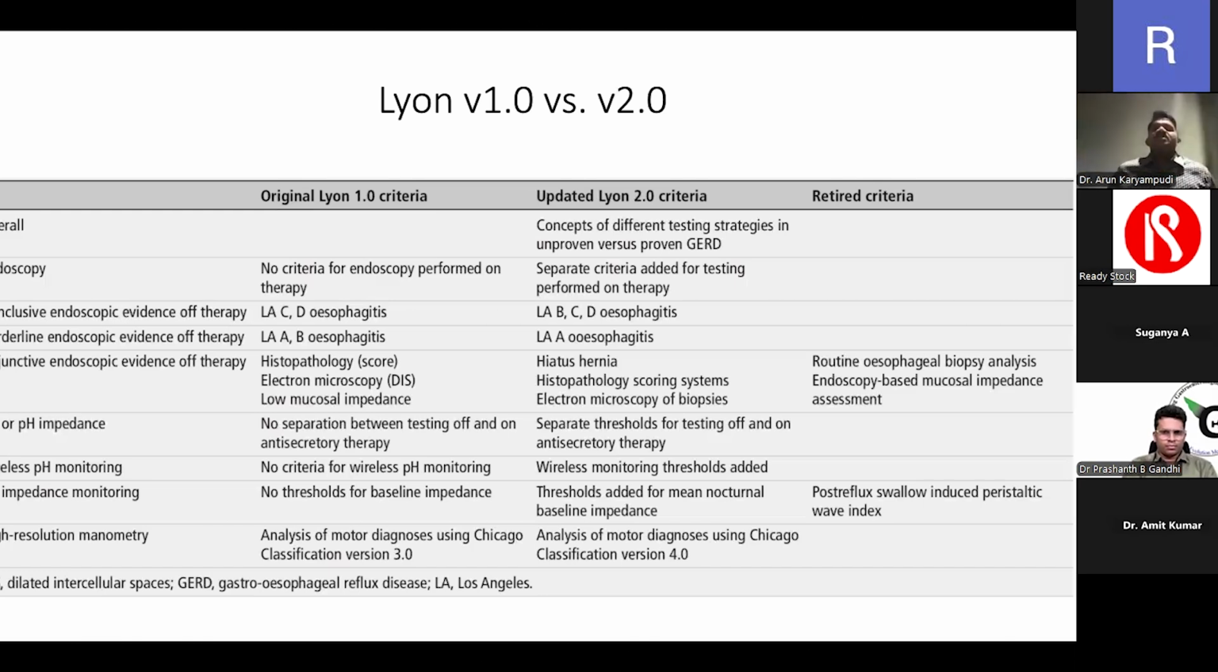PSPW index has been removed for a reason, because it has to be done manually, and the software has not been designed to give you this index, and sometimes doing it manually is so cumbersome that you might not come up with an accurate result.